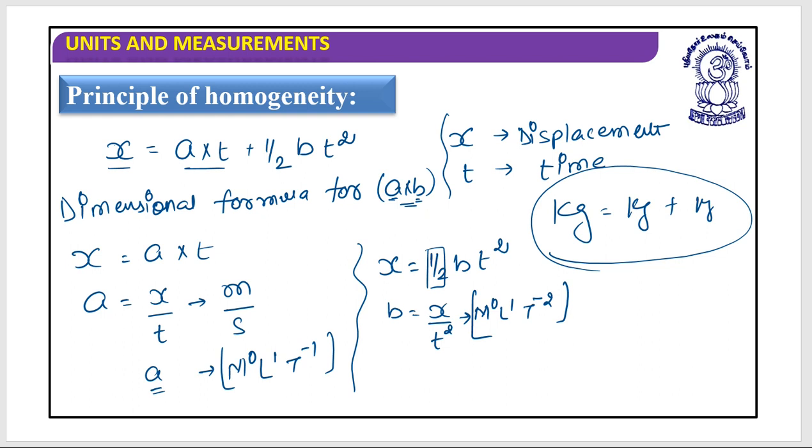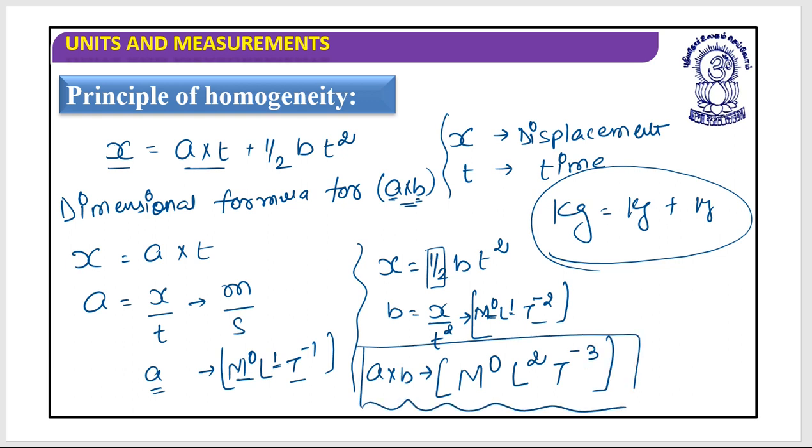You need to find out the dimensions of A into B. So when I find it out, A into B, here it is 0, here it is 0, so this is M0. Here it is 1, here it is 1, so this is L to the power 2. Here it is T to the power minus 1, here it is T to the power minus 2, so this is T to the power minus 3. So these are the dimensions of A into B. Now I hope these things are clear. Got it? Do you have any doubts?